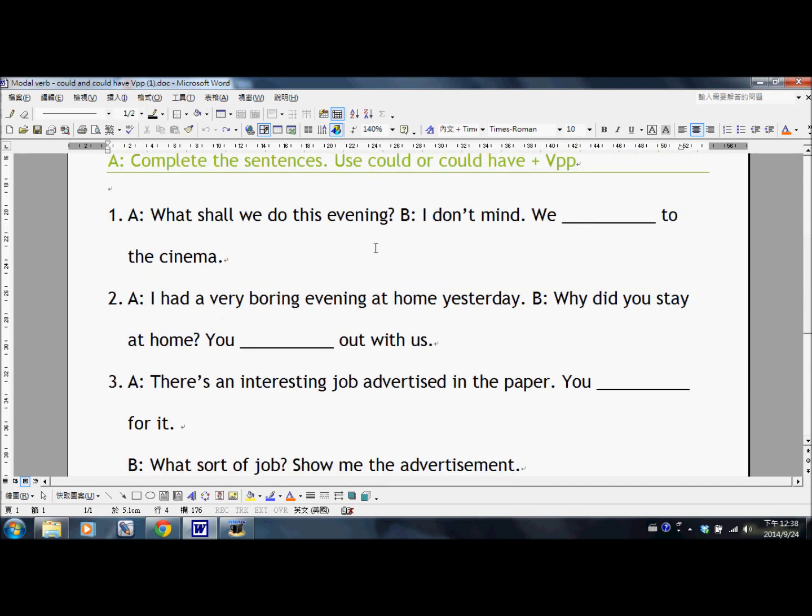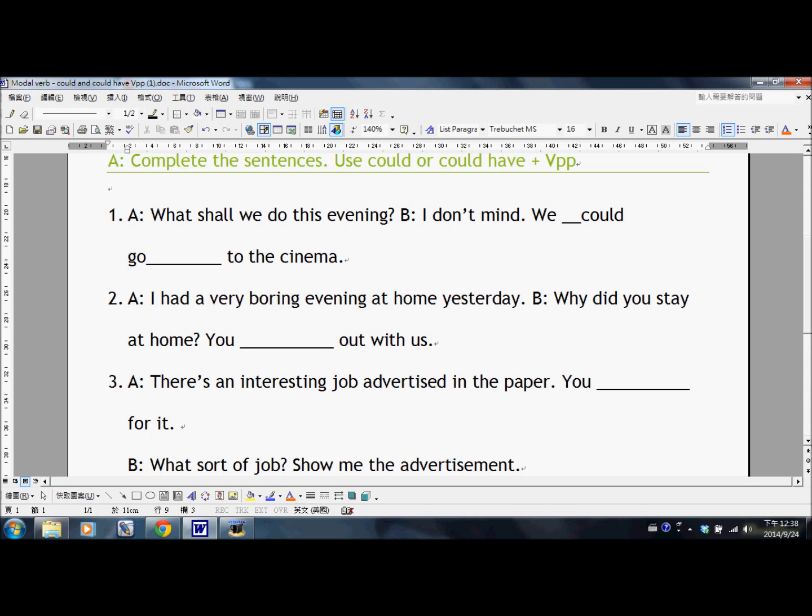Let's look at question number one. What should we do this evening? I don't mind. To the cinema? Well, it's talking about something that's in the present or that will happen in the future, so we can use could, not could have, with the verb go. So we could go to the cinema.